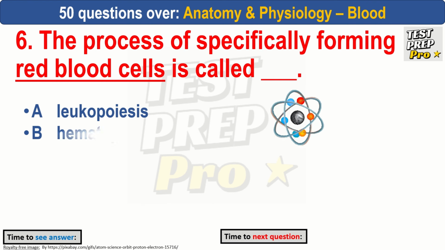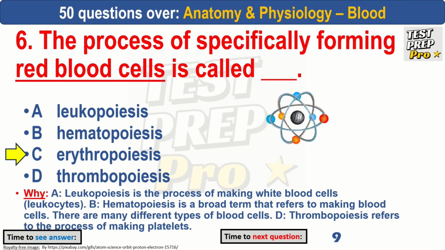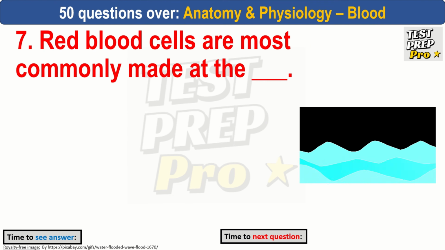The process of specifically forming red blood cells is called blank. This is very specific wording. Is it A, leukopoiesis, B, hematopoiesis, C, erythropoiesis, or D, thrombopoiesis? So which one means to make just red blood cells? It's going to be erythropoiesis. Hematopoiesis is a broad term that just means to make cells of your bloodstream. But erythropoiesis means to make red blood cells. And leuko is white blood cells.